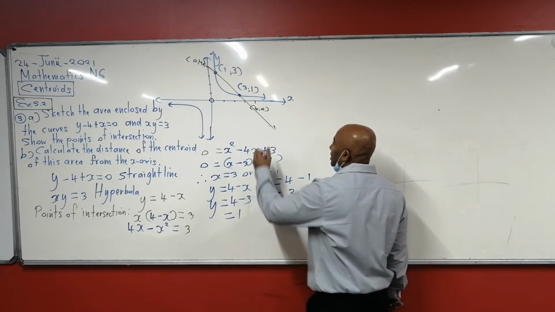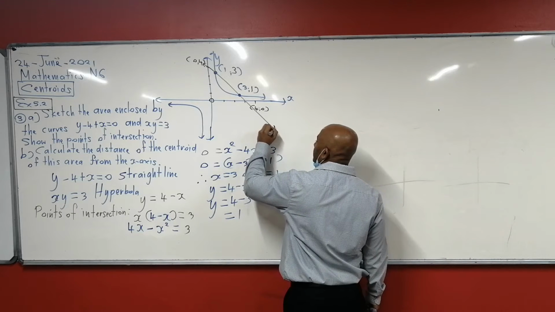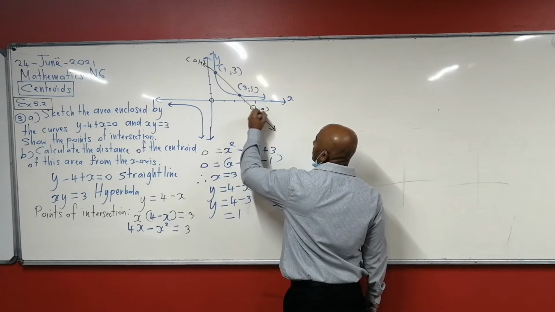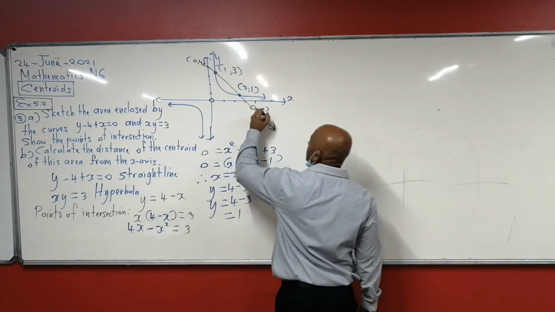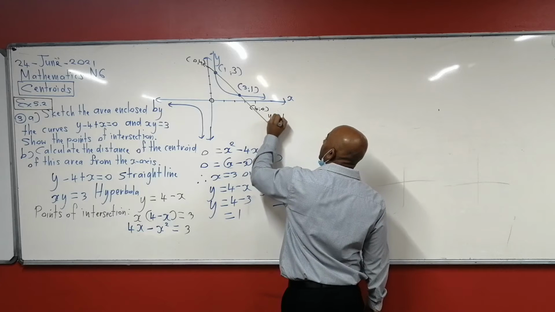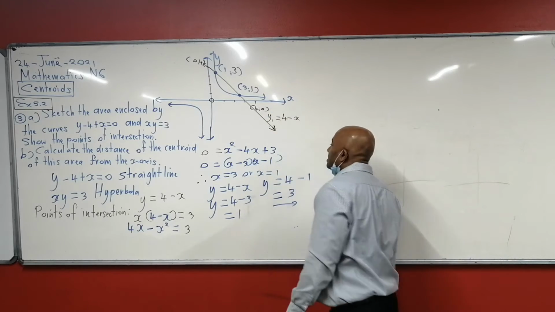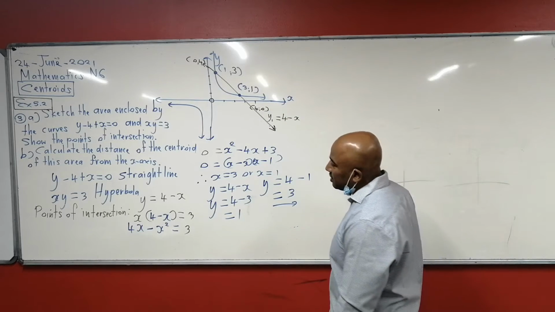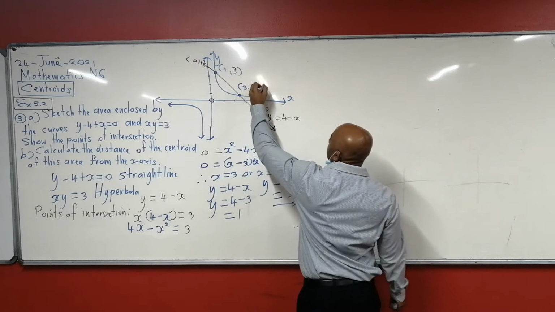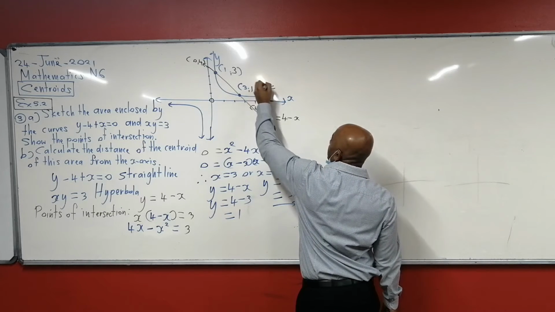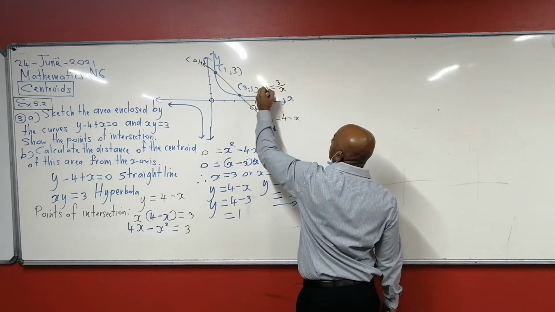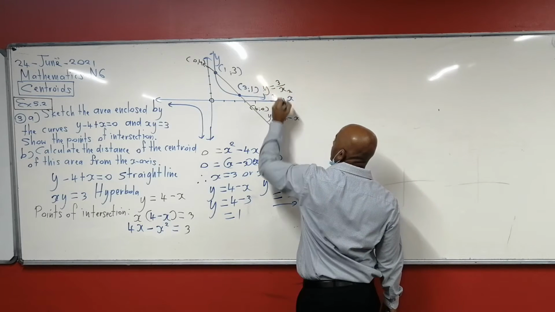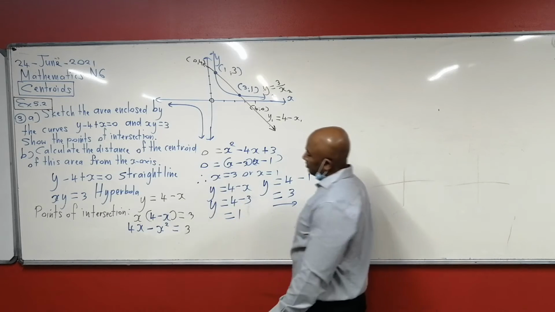Let's label these graphs. What is this? This is the straight line, y is equal to 4 minus x. Let's call this y1 is equal to 4 minus x. The hyperbola xy is equal to 3, so I'll go y is equal to 3 over x. Let's call this y2, so that will be x2, this will be x1.